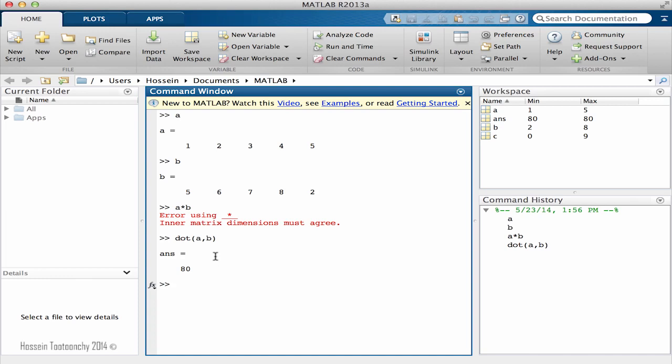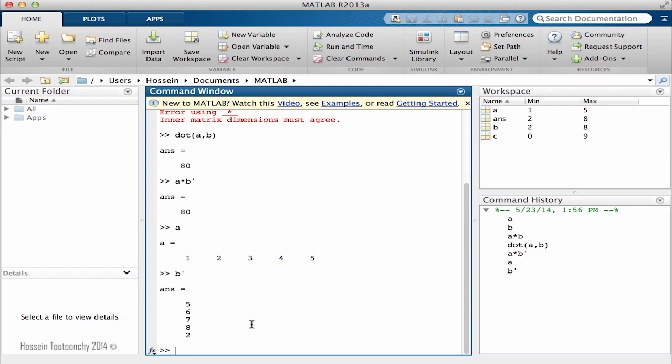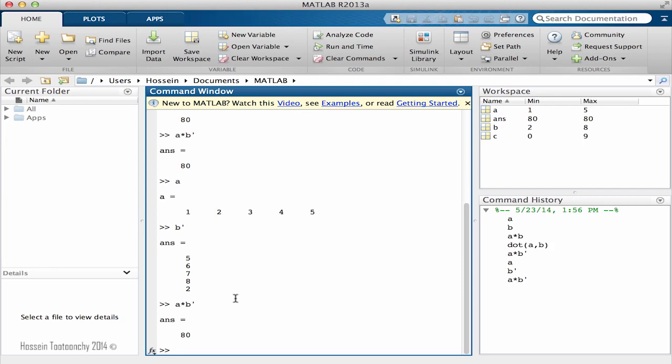I can get the same result this way. So if I say A multiply B transpose, okay, AB transpose. So if I hit enter, it's going to give me the same result. But how does it calculate it? So if I say A, which is this, then B transpose, this. Now if we just multiply these together, we get the same result. A multiply B transpose will give us the same result as dot A and B. And it is really important.